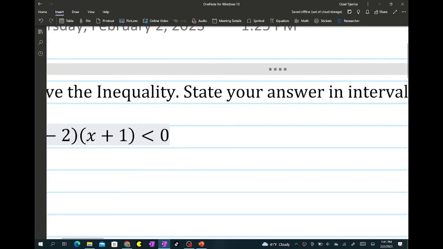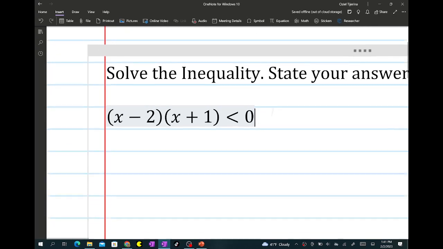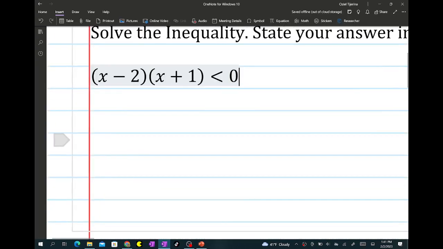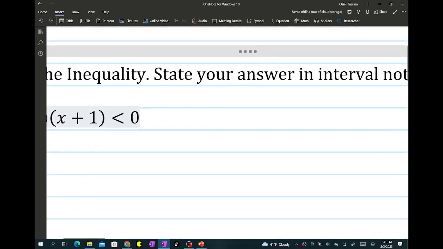This time we're not really going to graph it on the number line, since we kind of already know how to graph different intervals. If you guys do want me to do that, just let me know. I'm just going to go ahead and solve it, and I'm going to state the answer in interval notation.